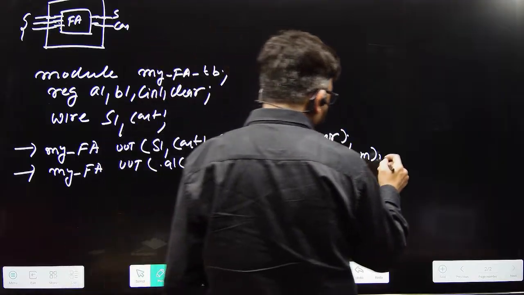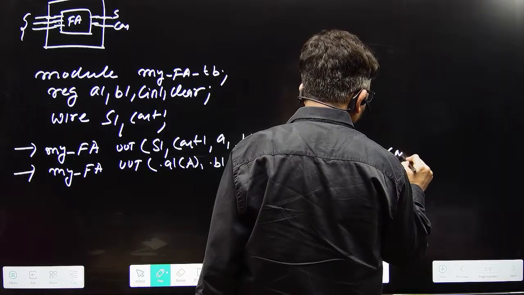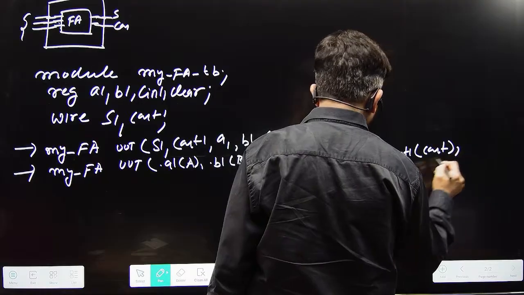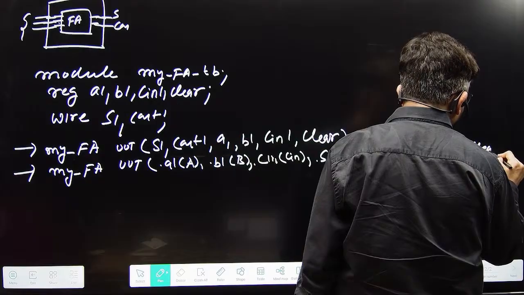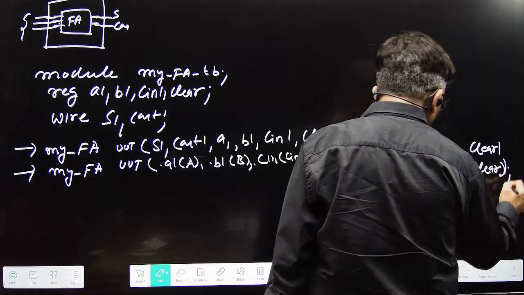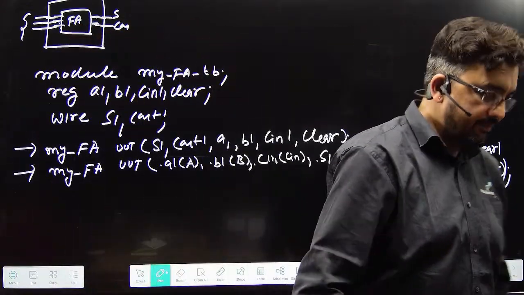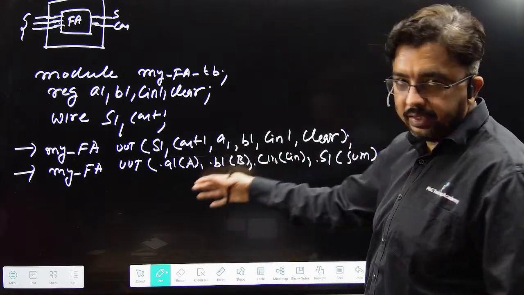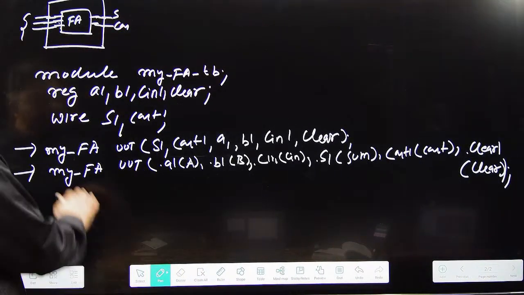C out means the previous C out. That is my C out one, which is connected with my C out, comma, and again dot clear for clear one. You can see here I am not worrying about the position. I have written A here, then B here, then clear here and there. Both ways you can try, but initially I will go with the first one.